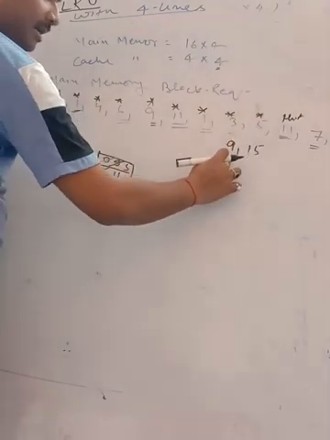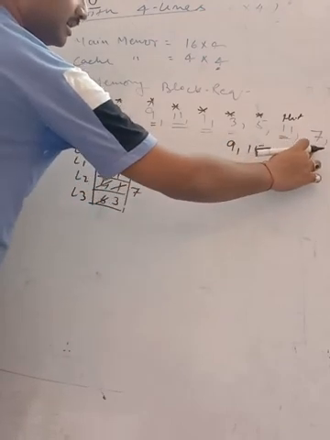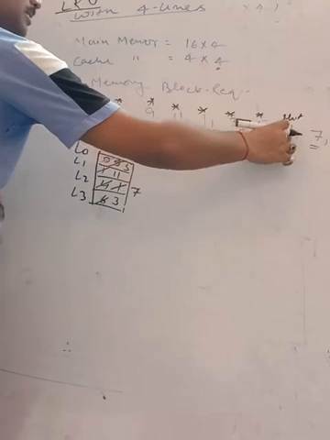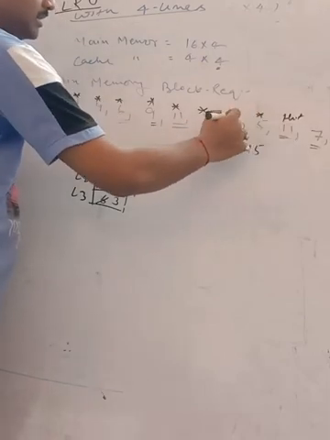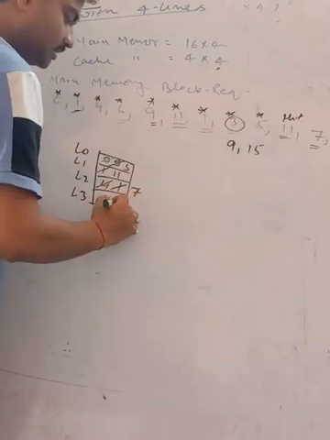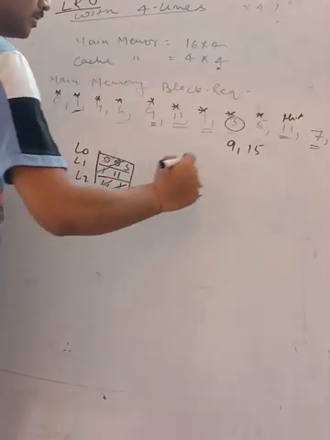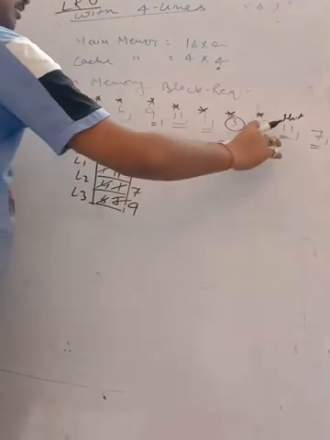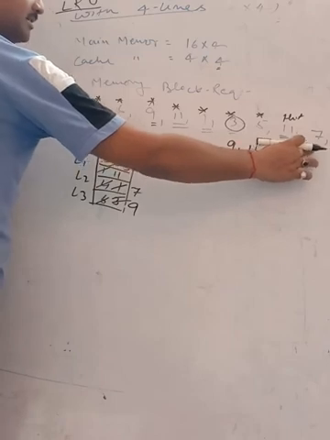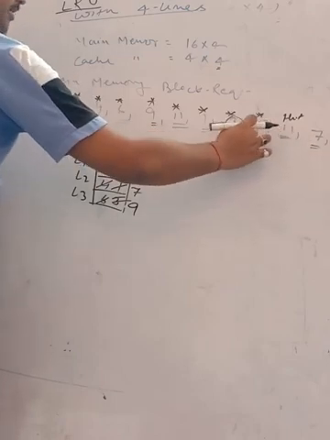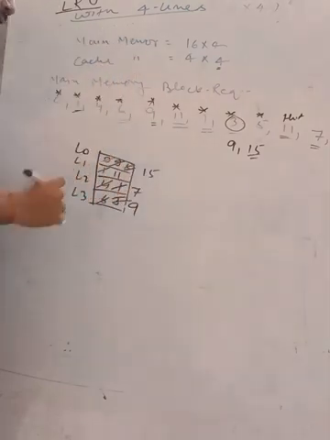When we talk about 9, similarly, 7 is nearest, 11 has some distance, 5 has more distance, but 3 has the most distance, so 3 will be replaced and 9 is placed. When we talk about 15, from 15, 9 is the nearest, 7 has some distance, 11 has more distance and 5 has the most distance, so 5 will be replaced and 15 is placed here.